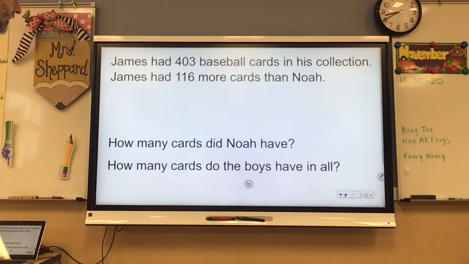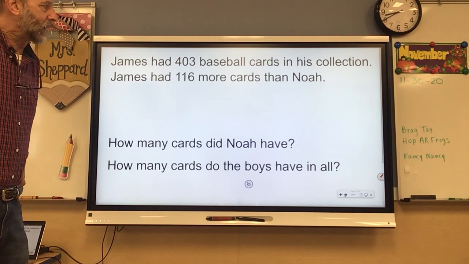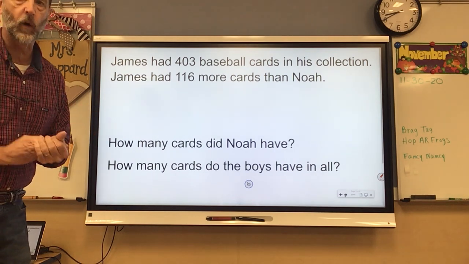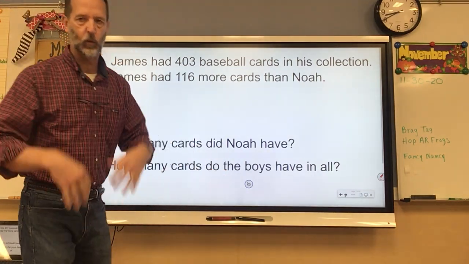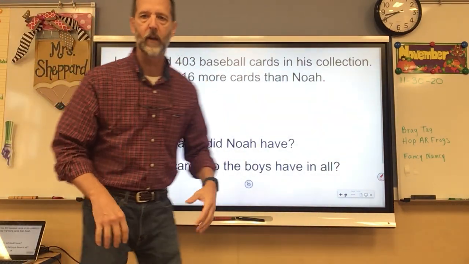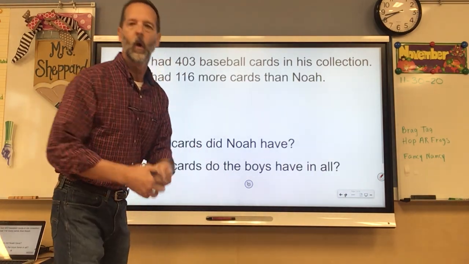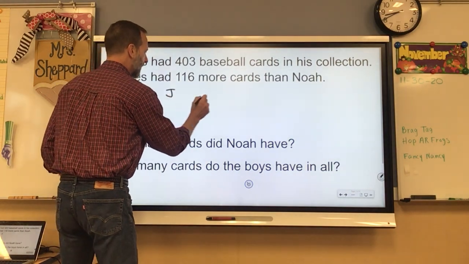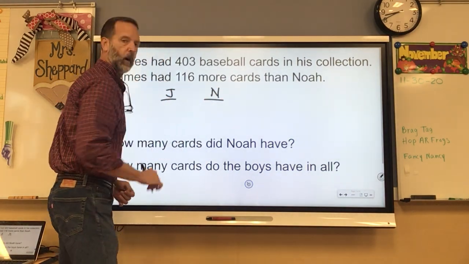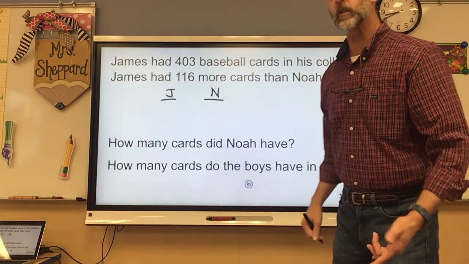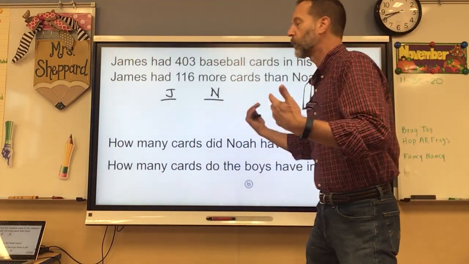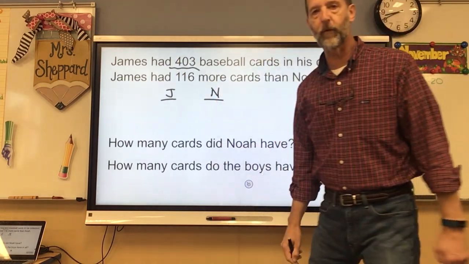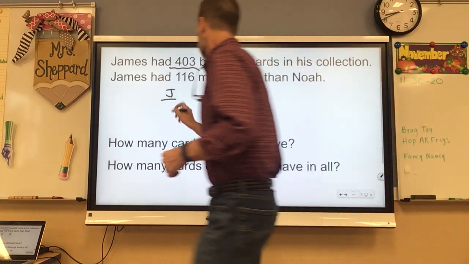In this problem, it says, James had 403 baseball cards in his collection. James had 116 more cards than Noah. So let's stop there before I worry about any questions. When you get a problem like this, here's what I want you to try to do. I want you to label the two groups or the two people or the two things you're talking about. I've got James and I have Noah. All right, so I'm going to put those on my page. Now what I want you to do is write down what you know. Whose number do I know? Well, I know James's number. It tells me right here. James had 403. So the number for James is 403.